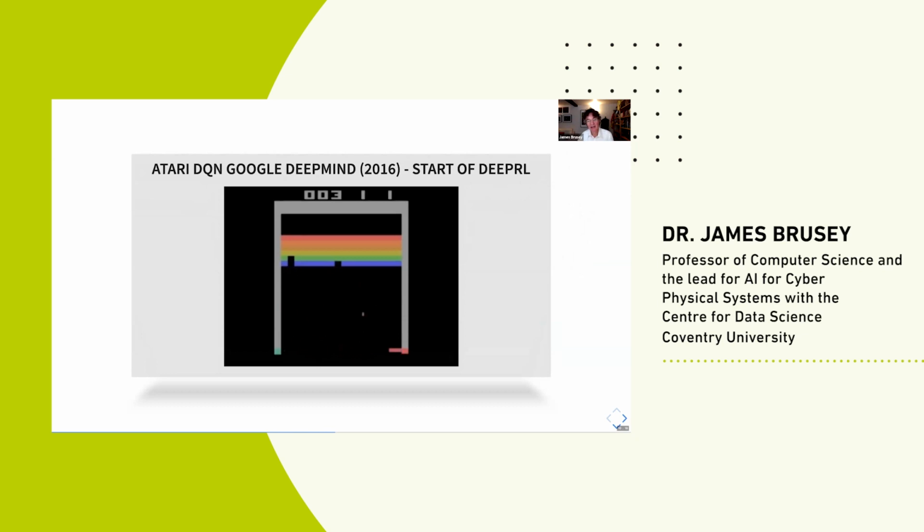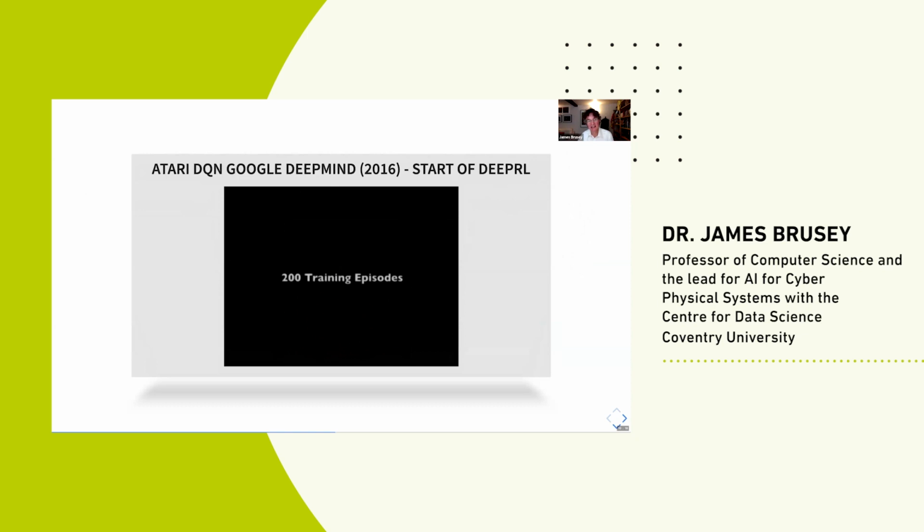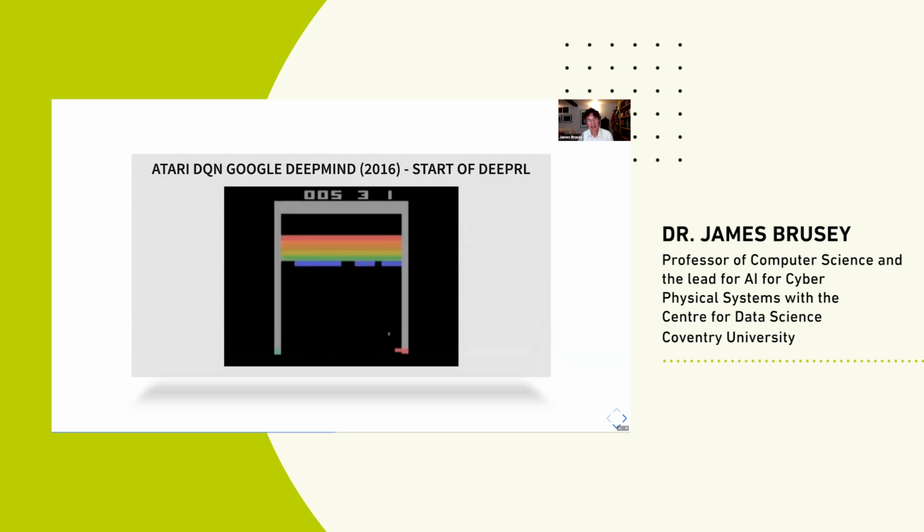Now, you may have heard of this one as well. So this is a bit more recent, 2016, or maybe even a bit earlier than that, actually. Google DeepMind published a wonderful paper in Nature that essentially showed that they could solve a huge number of the Atari 2600 programming games by just looking at pixels.